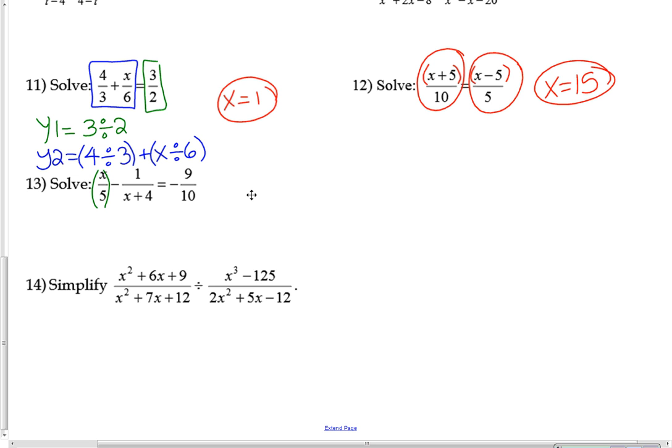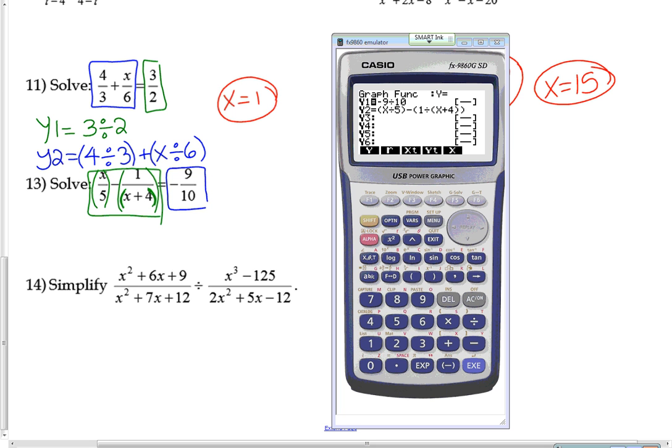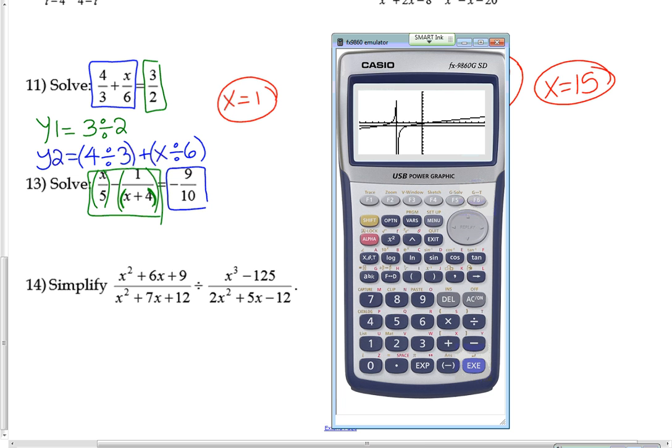So I have this first fraction minus, and now in my second fraction, I need to realize I need some extra parentheses around this denominator here. So I'm going to make this one of my y equals in my calculator. And then on the right, I'm going to have my negative 9/10 that I'm going to put in my other thing in my calculator. So I have typed these into y1 and y2. I can draw them in a standard window.